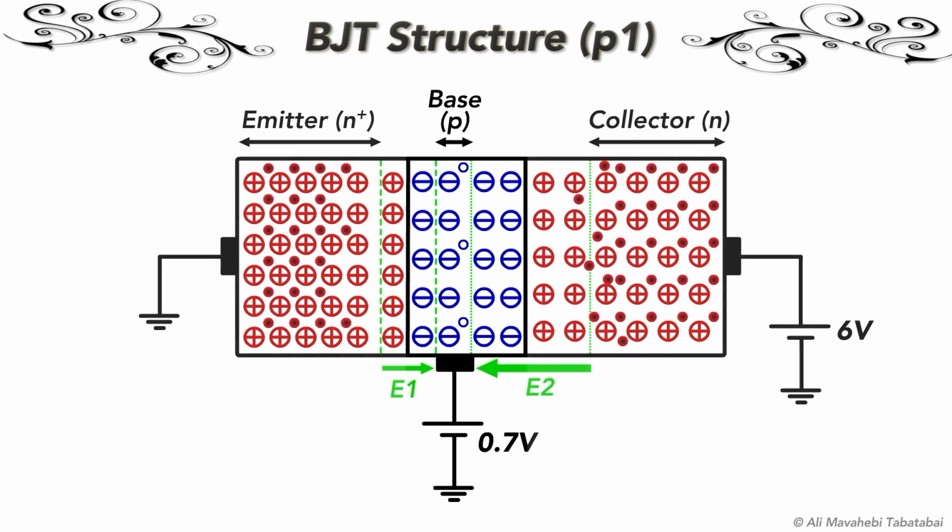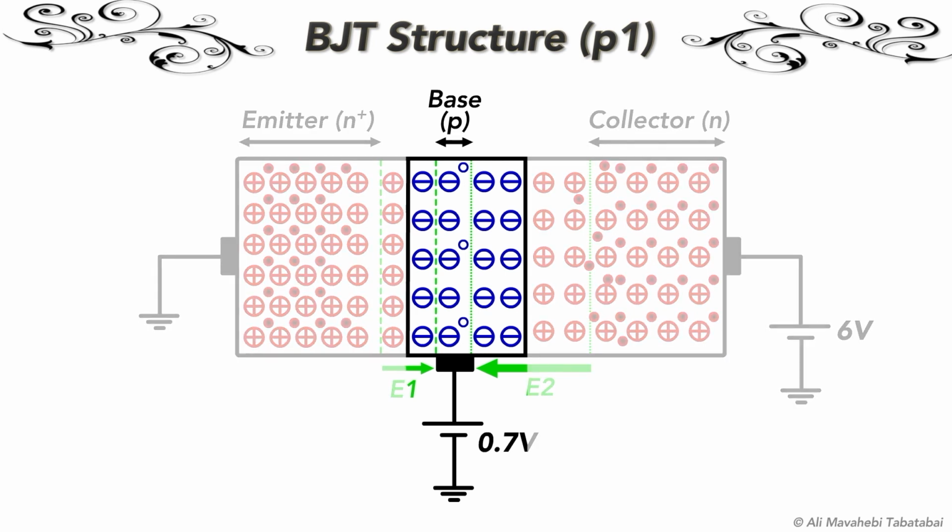Let's see what is happening in the base region. The base region is very thin and lightly doped. And by lightly doped, I mean the concentration of holes is low. So most of the electrons which are injected from the emitter to the base region get the chance to reach the collector without recombining with the available holes in the base region. It is obvious that some of these electrons will recombine with the available holes in the base region. So because of this recombination, the total number of electrons reaching the collector will be less than the number of electrons which were originally injected from the emitter.